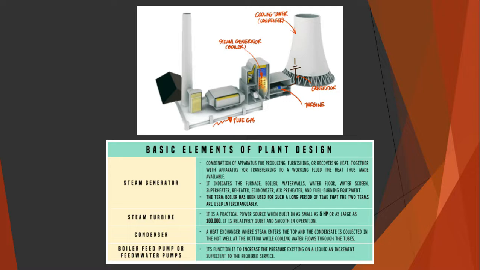Steam turbine. It is a practical power source when built in as small as 5 horsepower or as large as 100,000. It is relatively quiet and smooth in operation. Condenser. A heat exchanger where steam enters the top and the condensate is collected in the hot well at the bottom while cooling water flows through the tubes. Boiler feed pump or feed water pumps. Its function is to increase the pressure existing on a liquid and increment sufficient to the required service.